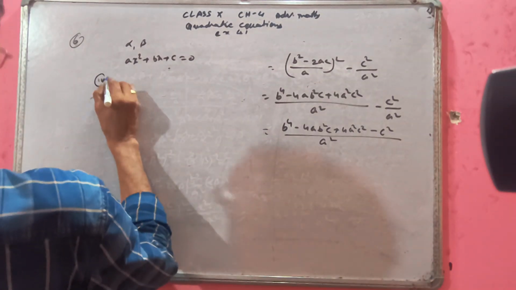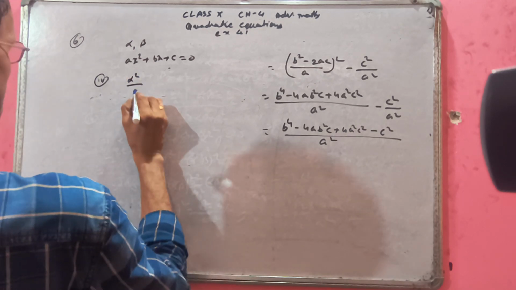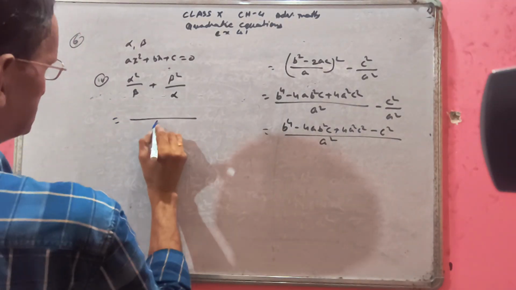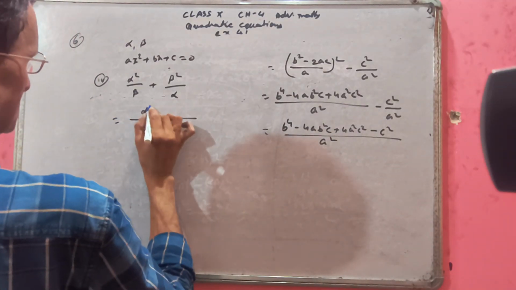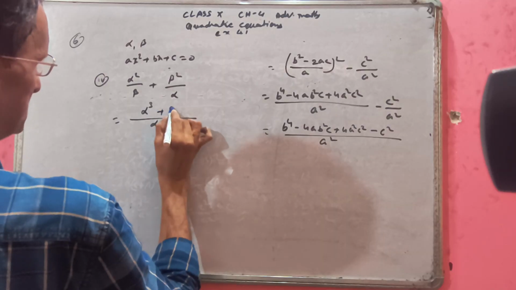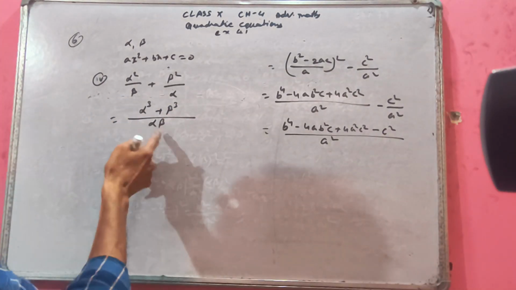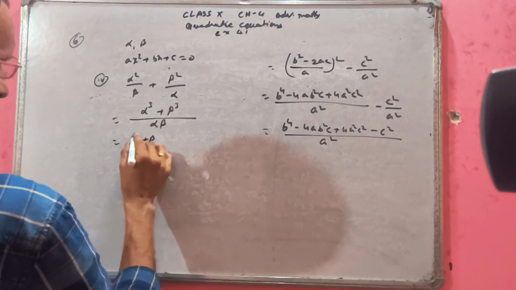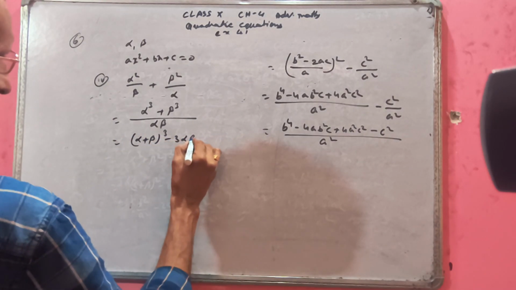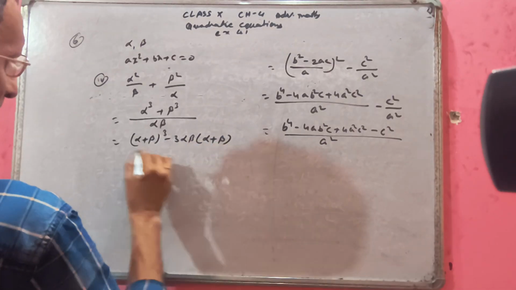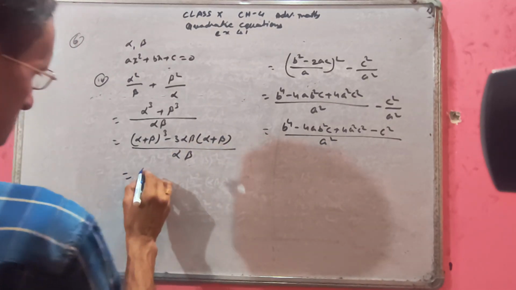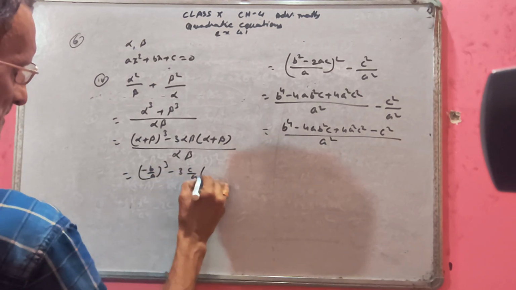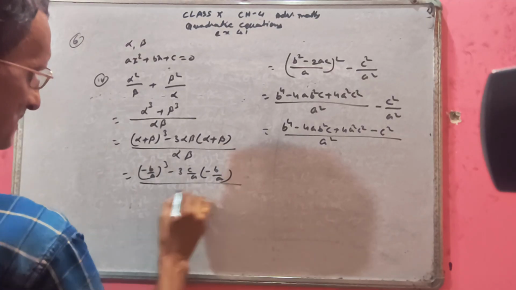Okay, last number, number 4. Alpha square by beta plus beta square by alpha. Take the LCM alpha beta. What will get? Alpha cube plus beta cube, no? Beta beta alpha cube, alpha alpha. A cube plus b cube formula write down a plus b whole cube minus 3ab into a plus b by alpha beta. Put the value minus b by a whole cube minus 3c by a into minus b by a by c by a.